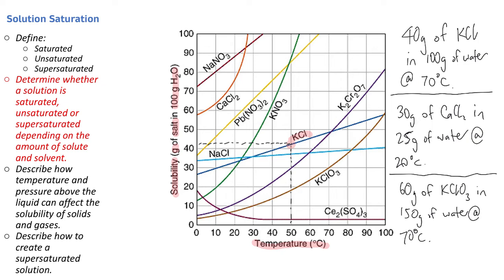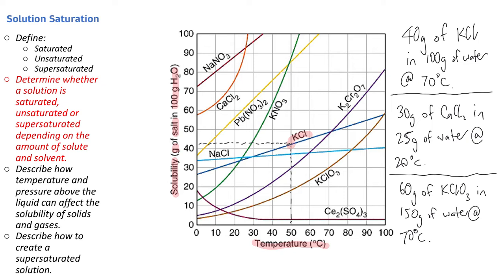All right, so we can check if things are soluble or insoluble, or sorry, not soluble, insoluble. We can check if substances are saturated or unsaturated if we are asked how much is in a certain amount of water, using these charts. So let's have a look at the first one here.